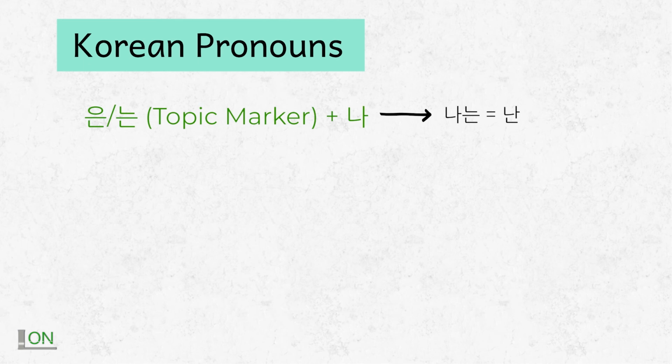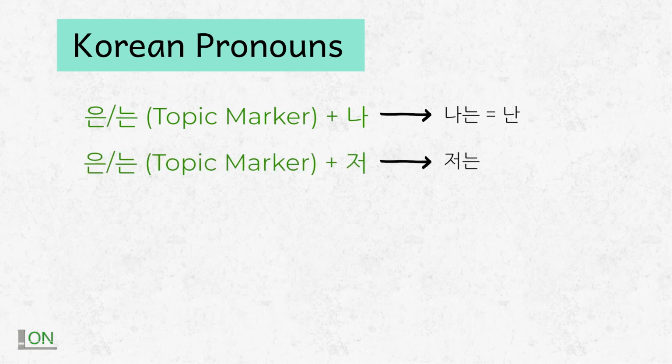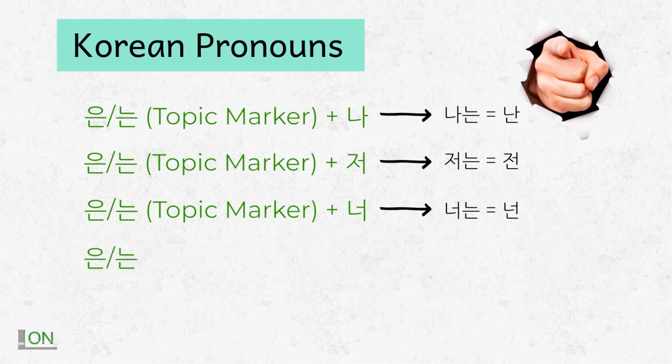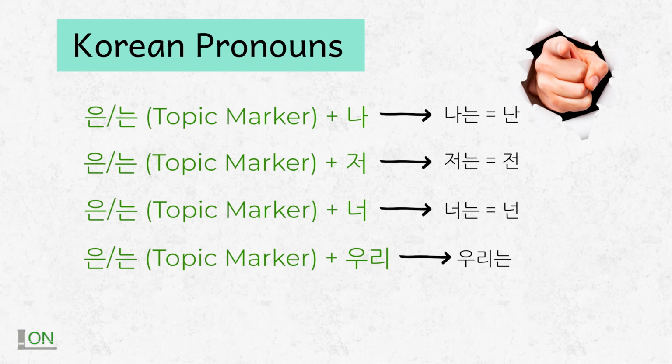Subject marker and topic marker have their own differences, even though they are kind of similar, but they are not. For example, you can say 내가 예뻐 or 난 예뻐, and both sentences mean I am pretty. But we will talk about differences between subject marker and topic marker in our future videos. 은는 plus 저 will be 저는, and it can be shortened to 전. 은는 plus 너 will be 너는, and shortened to 넌. 은는 plus 우리 will be 우리는, which is we, and it can be shortened to 우린.